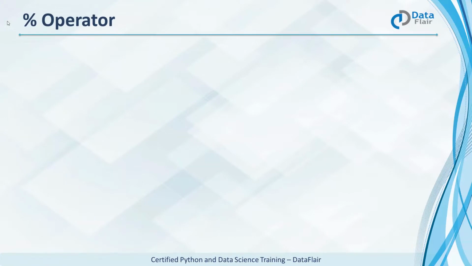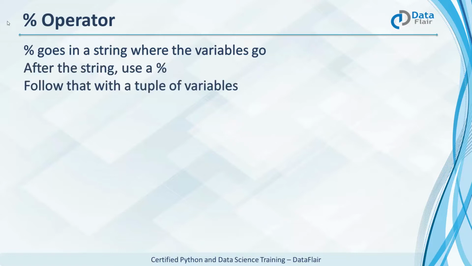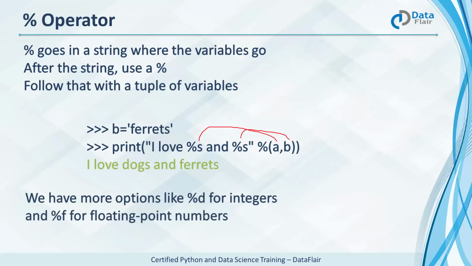Finally, with the percent operator, the percent sign decides where the variables go in a string, their positions. Now after the string, we put a percent sign to declare what variables we want the values of. b is ferrets. This statement tells it where to put the values of a and b. This prints out I love dogs and ferrets. Here we use %s, but we have other options like %d and %f for integers and floats.